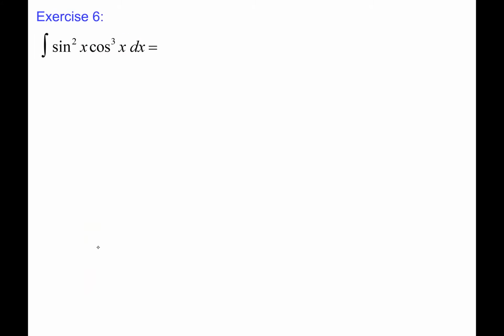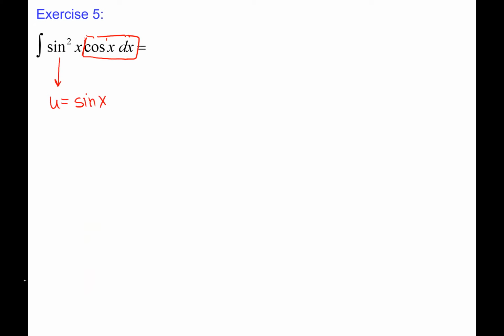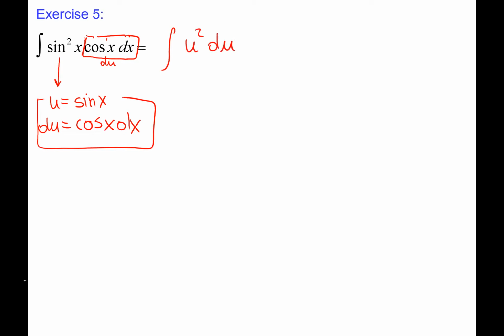Because I have to now start writing. You can probably figure out that when you let u be sine of x, then du is actually in that box, because what's the derivative of sine of x? Of course, it is cosine of x dx. Now what we have, sine of x was u, which means u squared, and this is du.